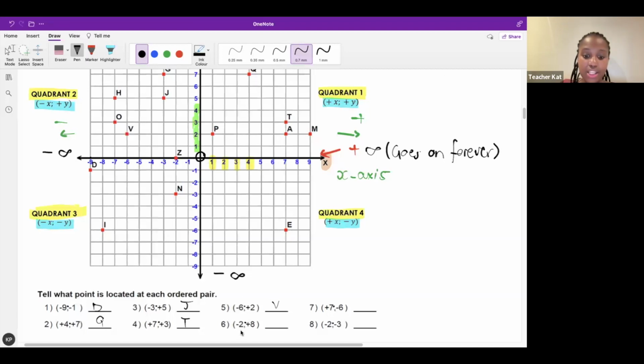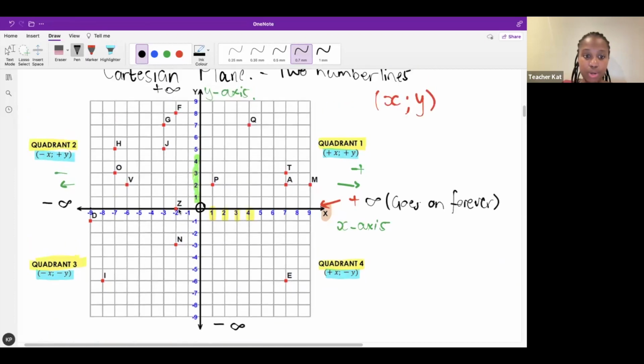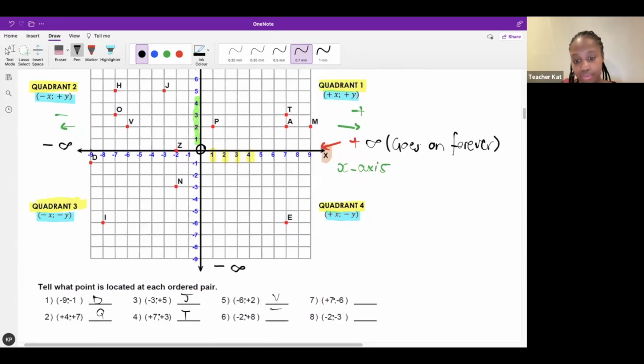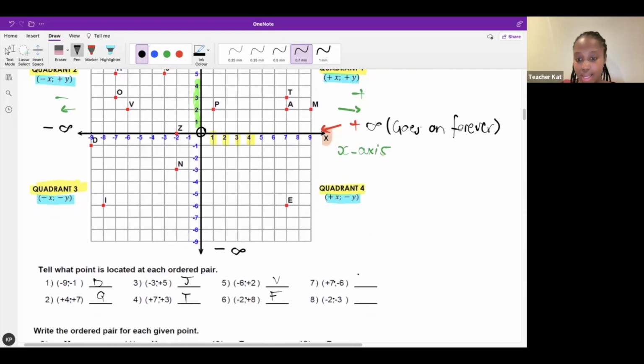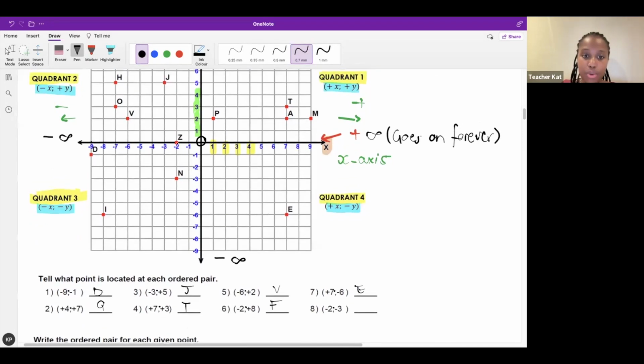Then we have the next one, -2 and +8. -2, and +8, I'm going up 8. 1, 2, 3, 4, 5, 6, 7, and 8. That is point F. Number 7, +7, -6. +7 over there, and then we're going down 6. That is indeed point E. And the last one, -2, and -3, 1, 2, 3. That is point N. Nice, guys. Beautifully done.